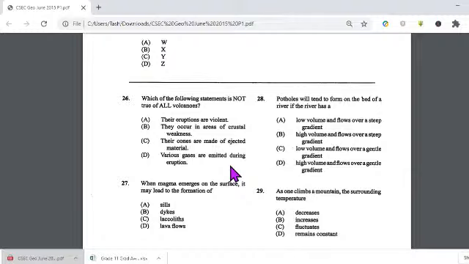Potholes will tend to form on the bed of a river if the river has, and then, I see Isaiah Williams, which is also a new person, saying hypocenter.